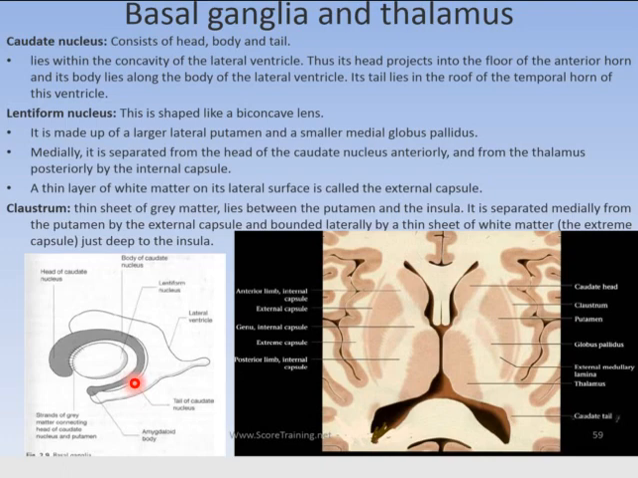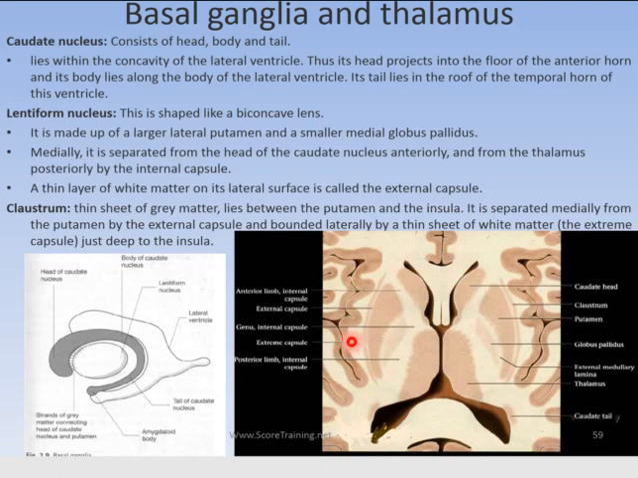We have the lentiform nucleus. This is shaped like a biconvex lens, with a larger lateral putamen and a smaller medial globus pallidus. Medially it is separated from the head of the caudate anteriorly, and from the thalamus posteriorly, by the internal capsule. A thin layer of white matter on its surface is called the external capsule.